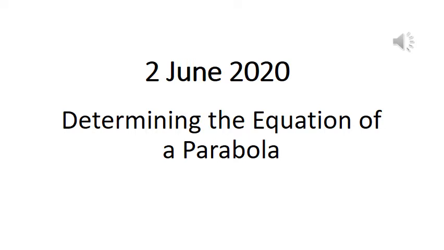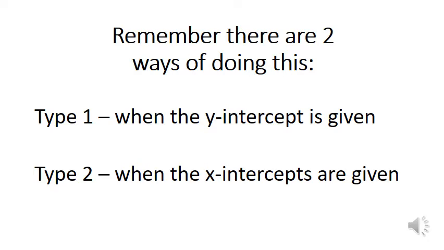So they will either give you the information, for example, they'll tell you what the y-intercept is or the x-intercept and a coordinate, or they will give you a graph which will show you the x and the y intercepts or a coordinate. So we are going to look at how to determine the equation of a parabola. Just a reminder, there are two different ways of finding the equation of a parabola, and it all depends on what information they give you.